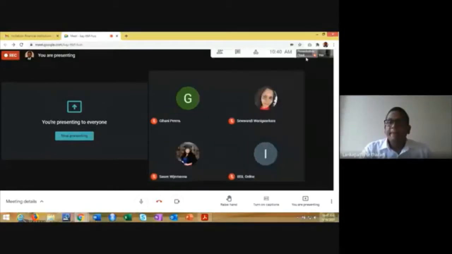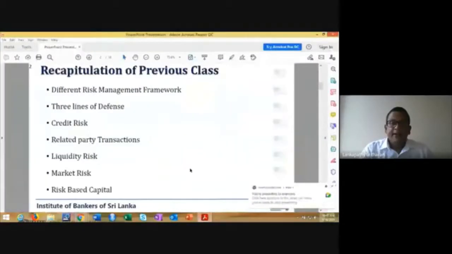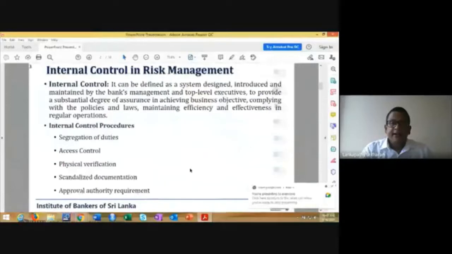Today's topic, first of all, is risk management. In the risk management, the internal control is most important. Even there are some short notes questions in the past papers about the internal controls of the banks as a part of the risk management.